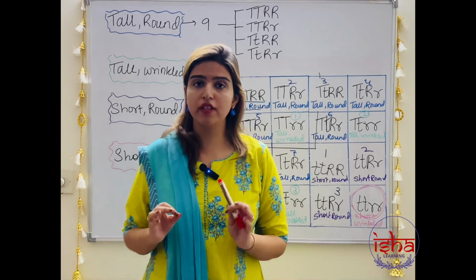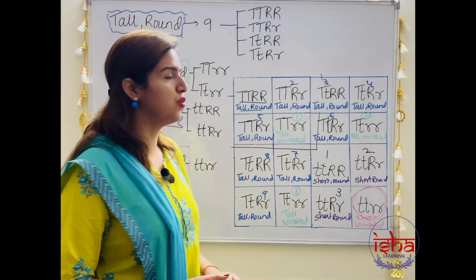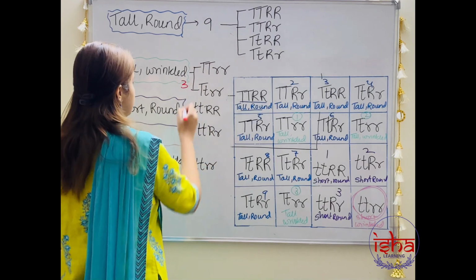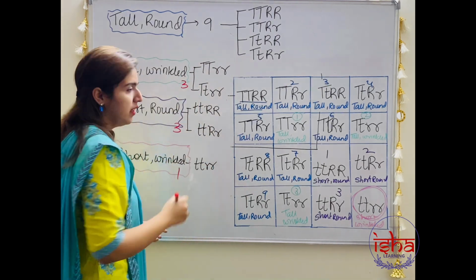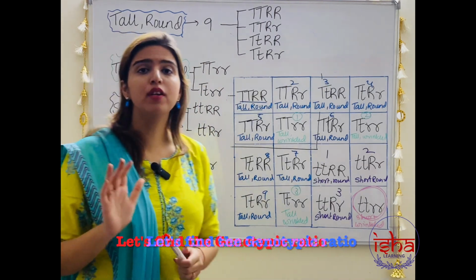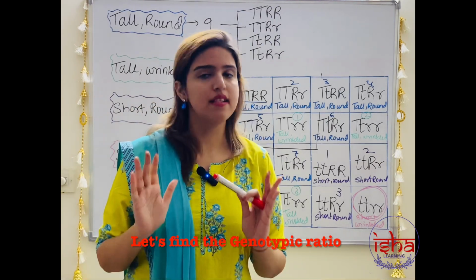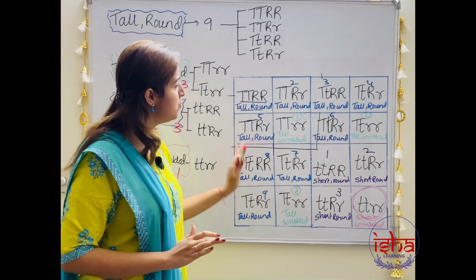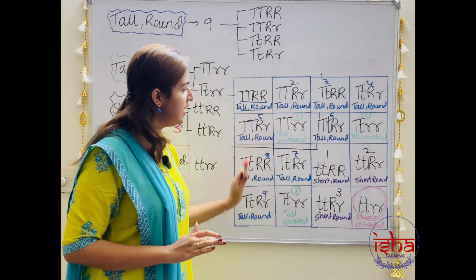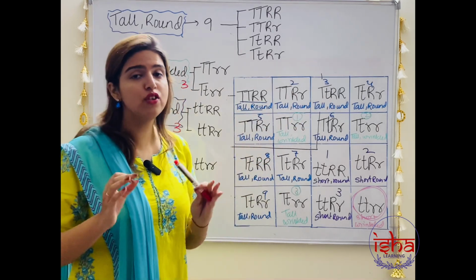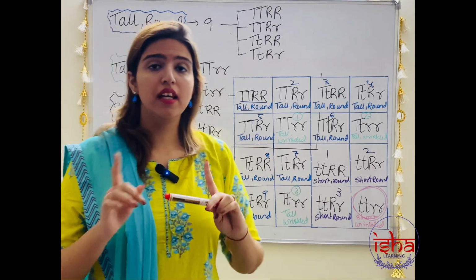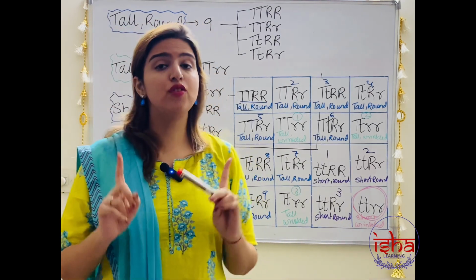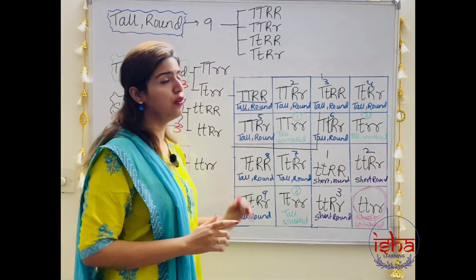So, now we already know the phenotypic ratio. I've clearly listed them down: 9 is to 3 is to 3 is to 1. Now let's find the genotypic ratio. How am I going to do that? Simple. Tall and round plant. In this table I know that there are 9 cases where tall and round plants exist. Now I have to find what are the different genotypes that represent a tall and round plant.